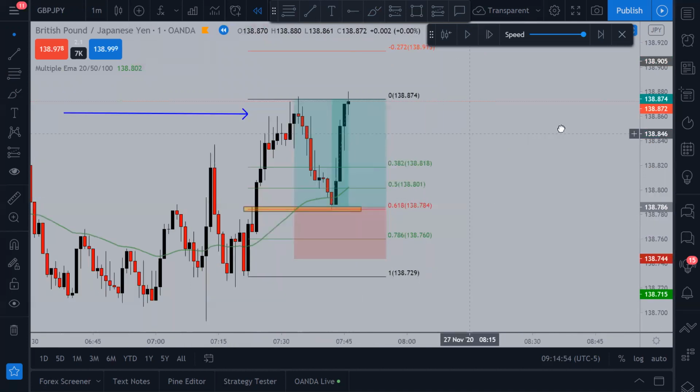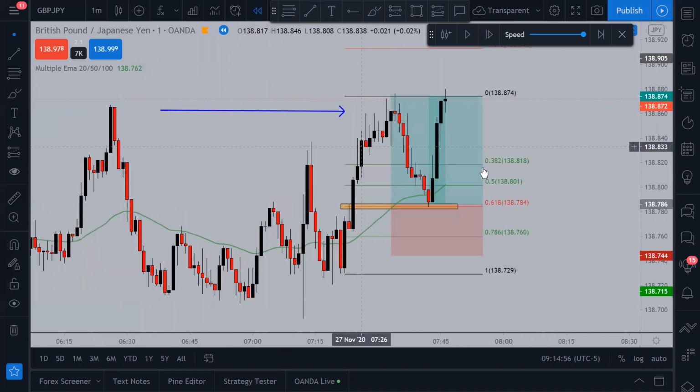Now, also, I want to tell you that this strategy works on every time frame. It works on the 1 minute, which this is. It also works on the 4 hour. It works on the monthly. All right.